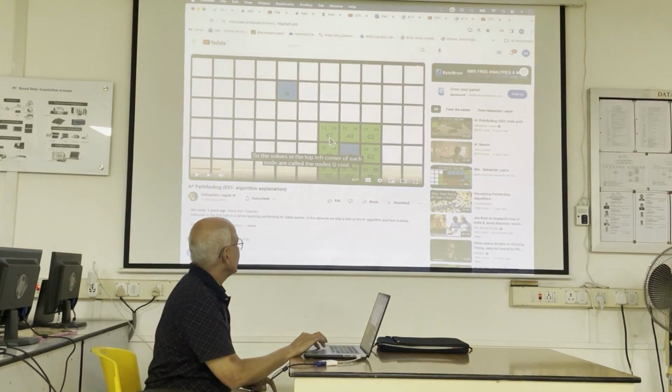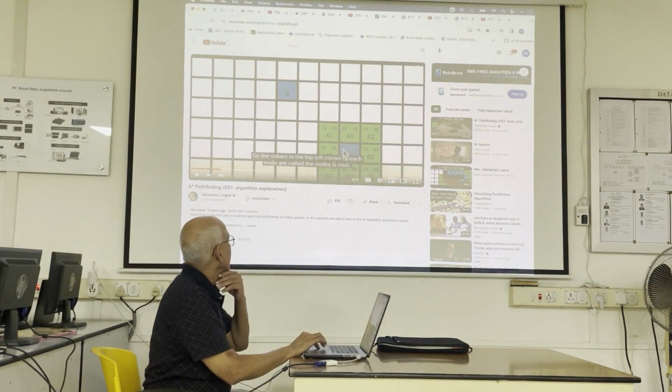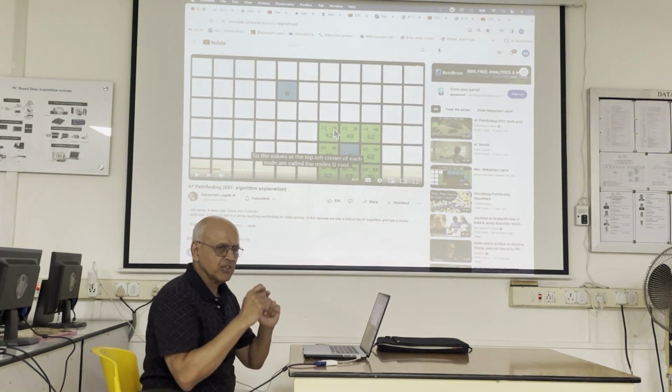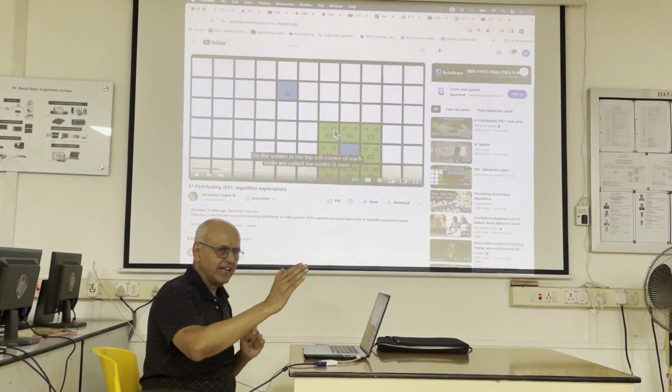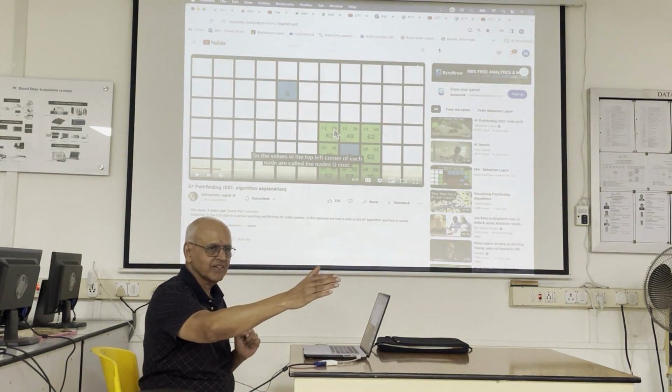G is the movement cost from this node to that node. So 14, 10, 14, very routine, right? 28, right? So this is the total cost. 28 is the cost of the heuristic. The heuristic is the Euclidean distance directly from that cell to the goal.